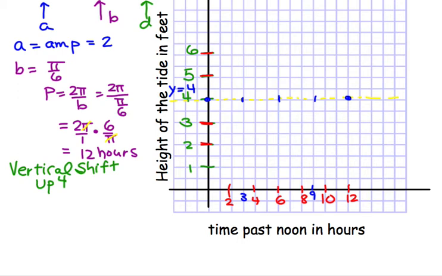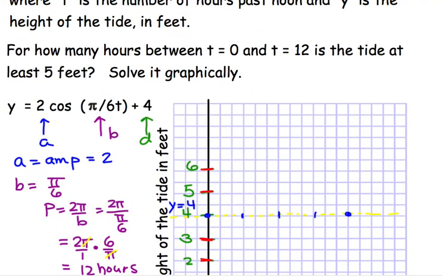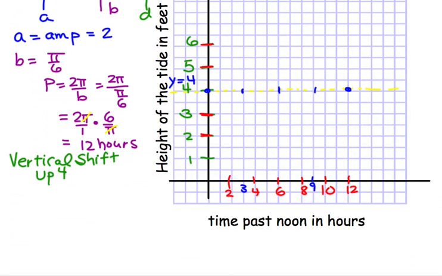Now the trig function they give us is a cosine function. Cosine functions without a reflection always start at the top of the amplitude. And we're set to go to graph it. So we start at the top, to the middle, to the bottom, to the middle, to the top. So now this is our cosine function.